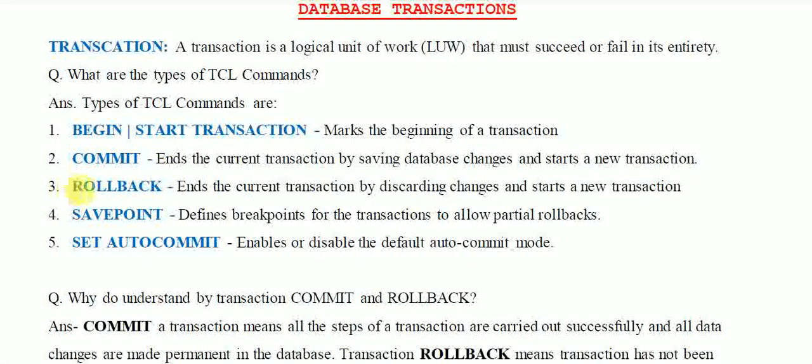Then next is rollback. Rollback ends the current transaction by discarding the changes and starts a new transaction. So in commit the transactions are saved, but in rollback the transactions are not saved and a new transaction is started. Then next is savepoint. It defines breakpoints for the transaction to allow partial rollbacks. So as you can see here, we can do partial rollbacks.